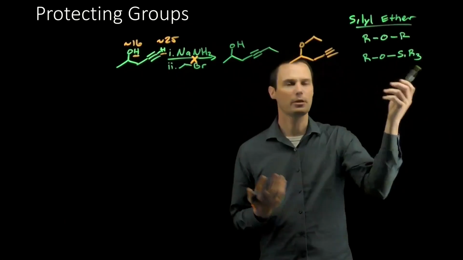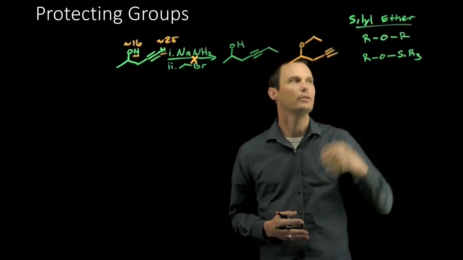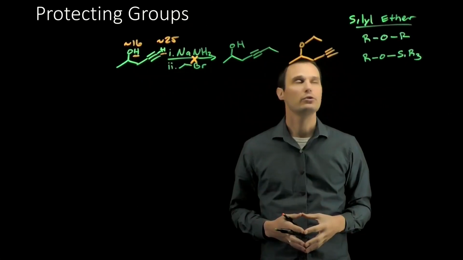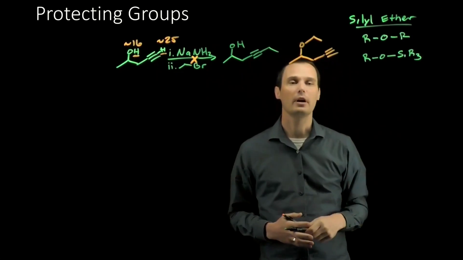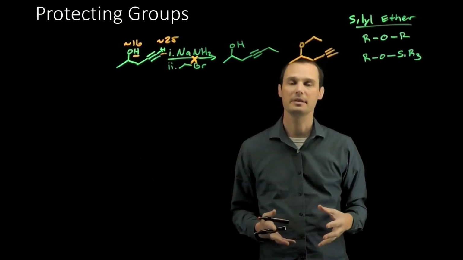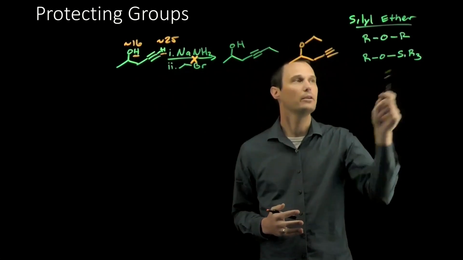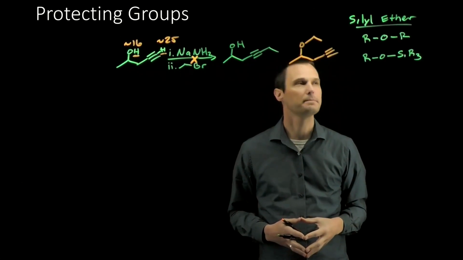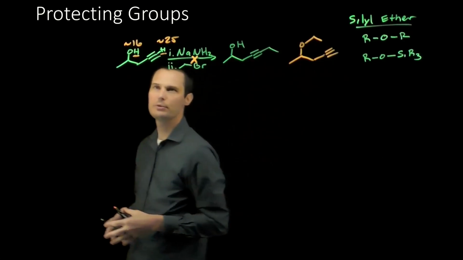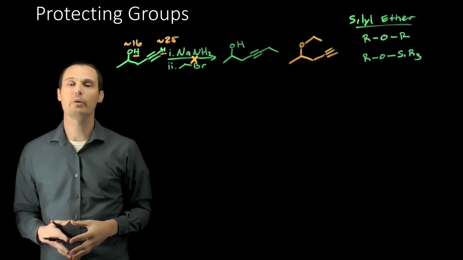1 bond to oxygen and 3 bonds to something else. This is a silyl ether. It is very structurally similar to a traditional ether. Traditional ethers are fairly unreactive. They are resistant to most reagents. Silyl ethers are also resistant to most reagents. So we're going to learn a silyl ether protecting group strategy to accomplish the goal that we want to accomplish.